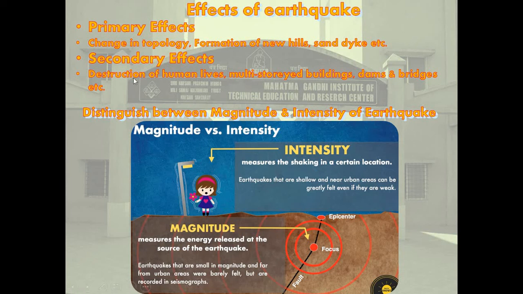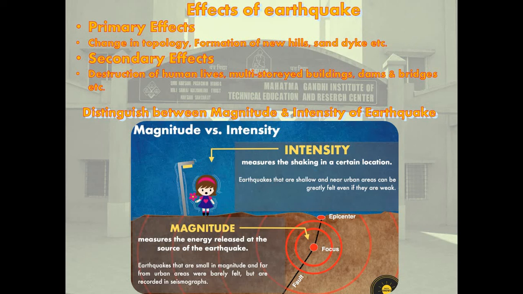In secondary effects, destruction of human lives, destruction of multi-storied buildings, destruction of dams and bridges, landslides and mudslides, uprooting of trees, psychological effect on human beings, worst effect on the communication system, damage to roads and railway lines, destruction of telephone or TV towers, huge waves in the sea like a tsunami, fire by damaging gas lines and snapping electric wires, rupture of dams and levees causing floods, etc. So primary effects and secondary effects of earthquakes are very important.